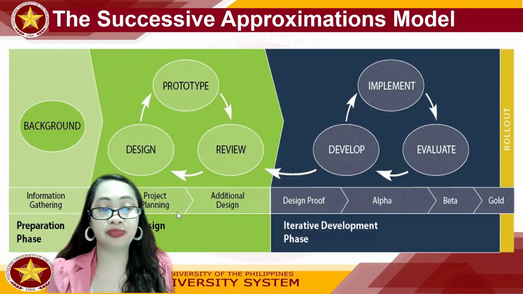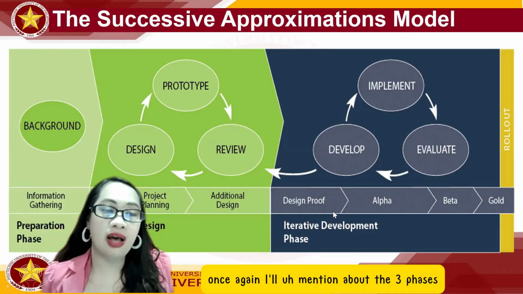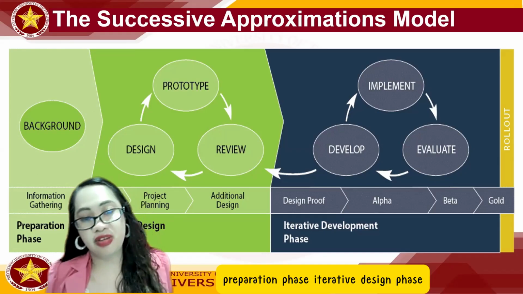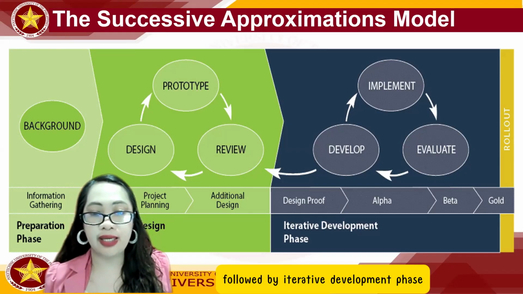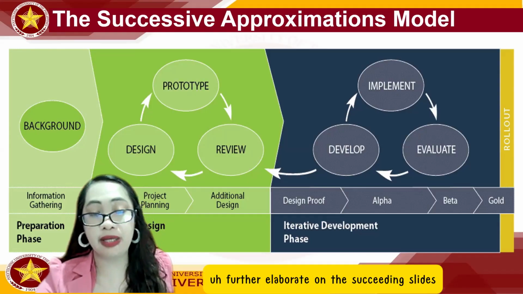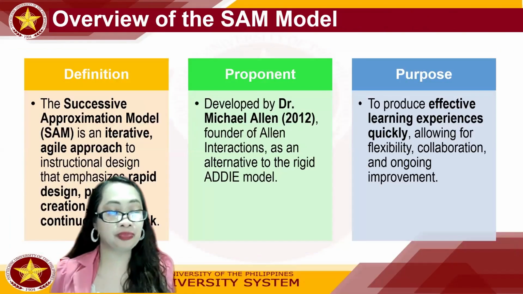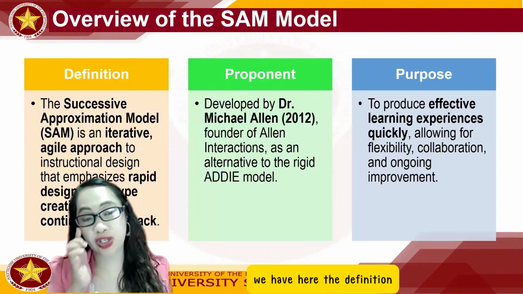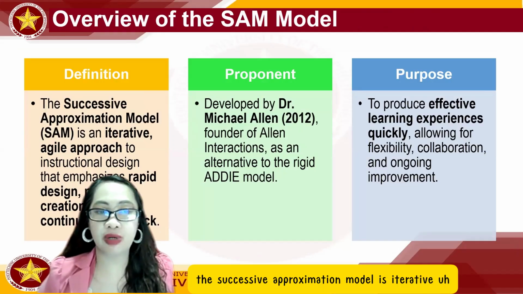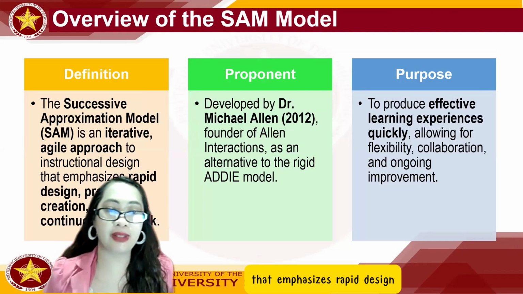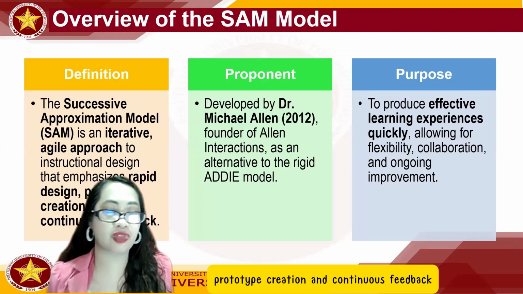Let's continue. Once again, I'll mention the three phases: preparation phase, iterative design phase, followed by iterative development phase, which we will further elaborate on in the succeeding slides. We have here the definition. The successive approximation model is an iterative, agile approach to instructional design that emphasizes rapid design, prototype creation, and continuous feedback.